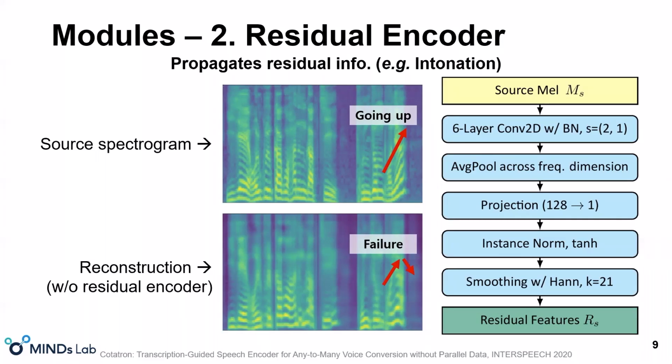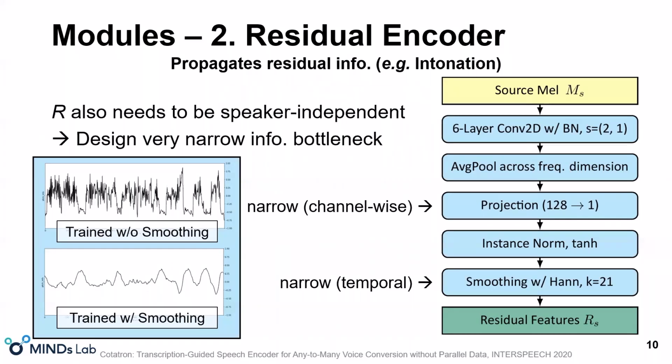since the intonation of the speech may vary within the speech of the same text with an identical rhythm. As shown in the figures on the left side, the intonation shown in the reconstructed spectrogram differs from the source spectrogram. To fill the gap of information, we designed a residual encoder to propagate the residual information that can aid the voice conversion quality. The residual encoder successfully helped the decoder to accurately reconstruct the source spectrogram.